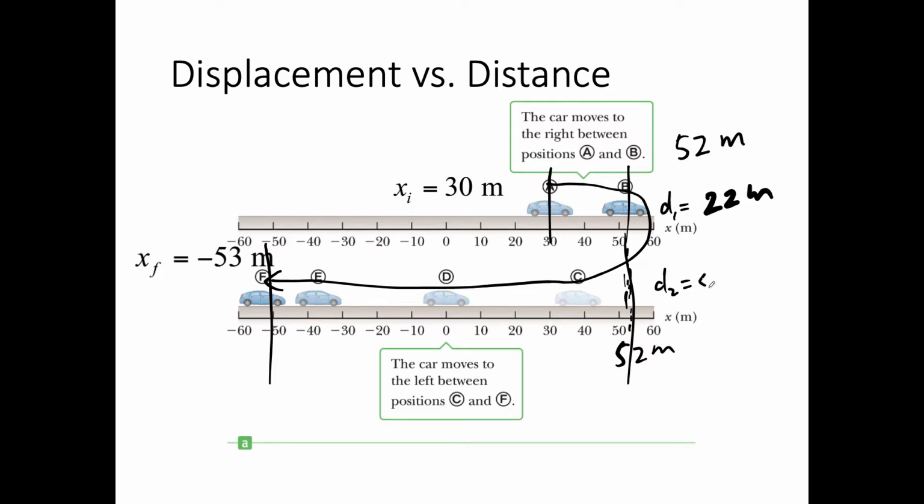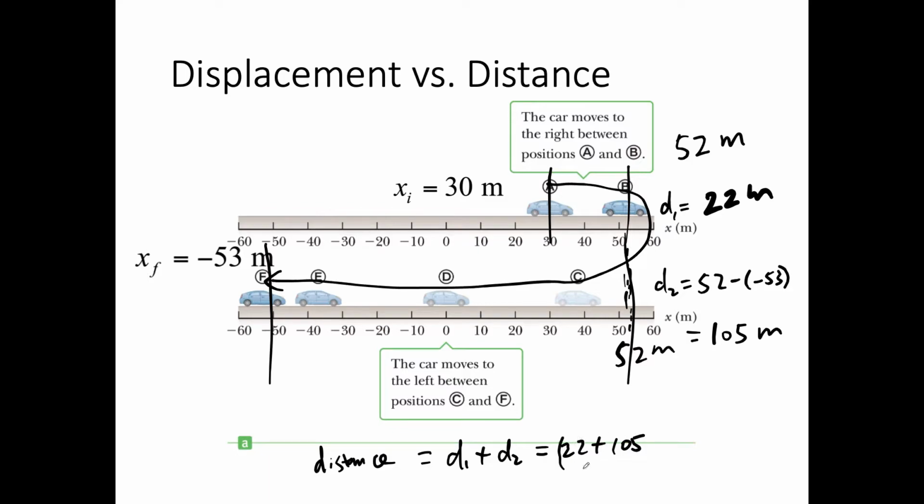It should be 52 minus negative 53 meters, so it's 105 meters. So the total distance the car traveled from A to B to C, D, E, F should be D1 plus D2. If we add it together, it's 22 plus 105 meters, which is 127 meters. This is for the same motion from A to B to C to D to E, F.